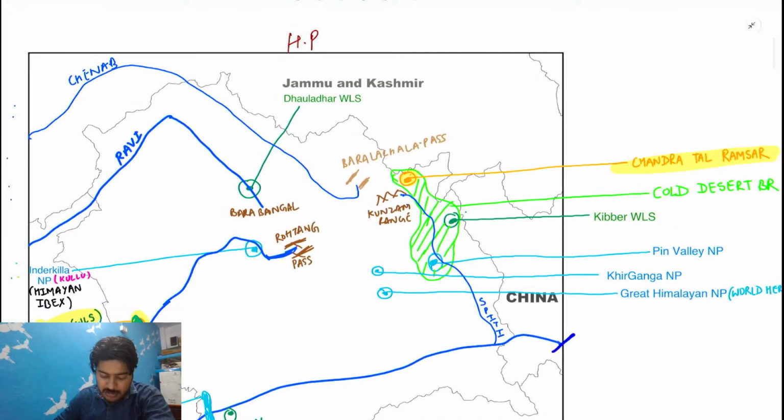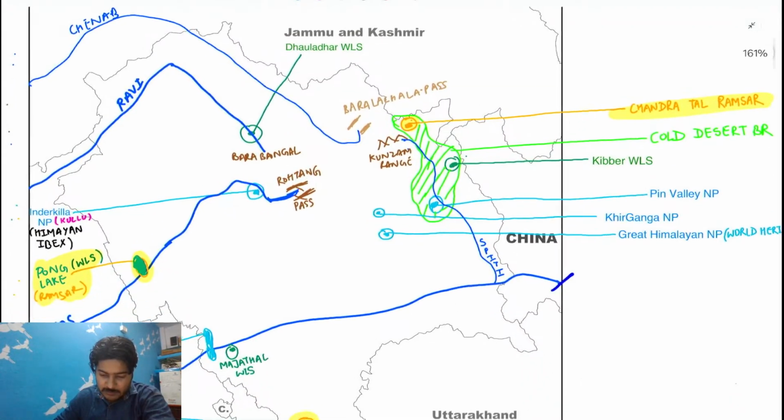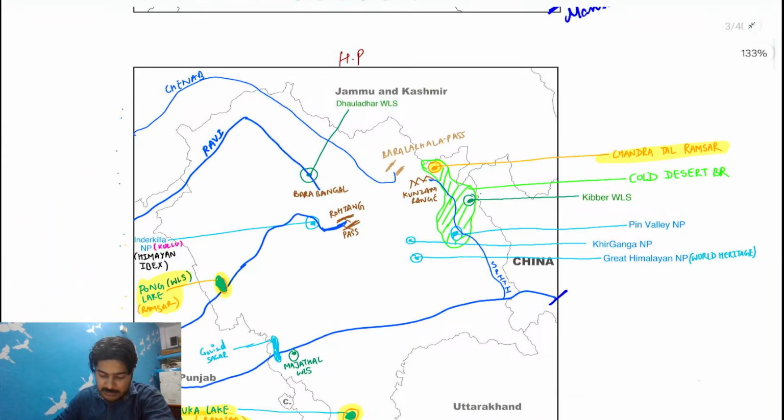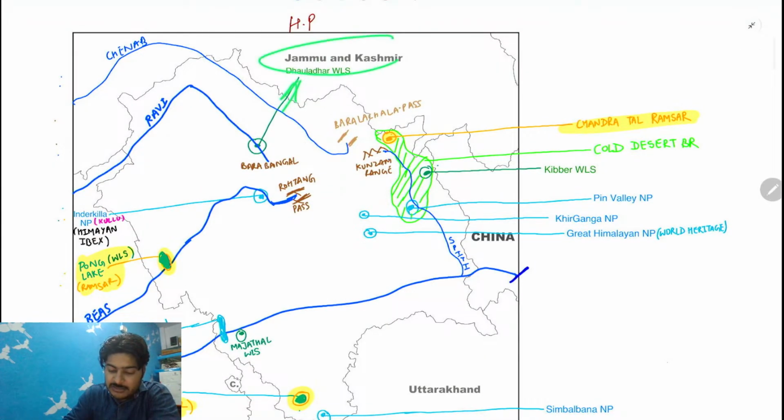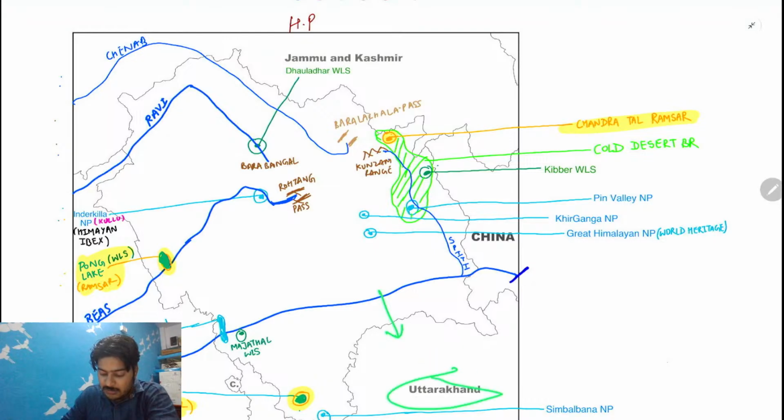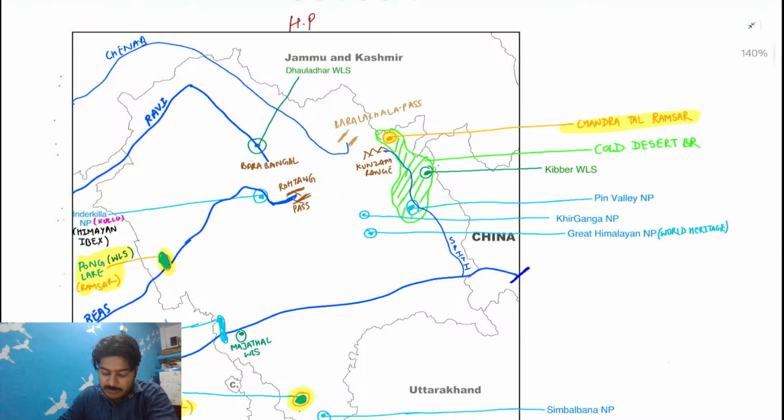Now comes the important section of Himachal Pradesh. You may also see next to Himachal Pradesh, what do you have? J&K. And here you have Uttarakhand. Clear? So this is it. Now, talking about some more Ramsar sites.